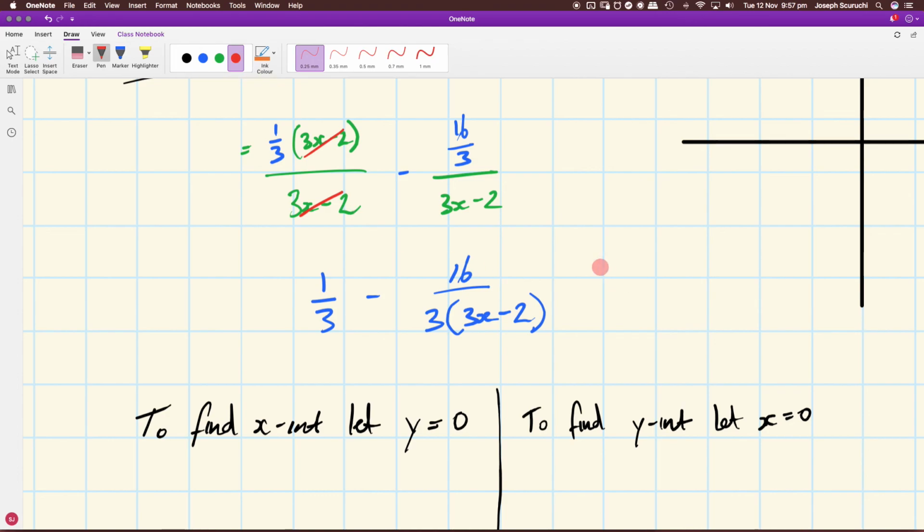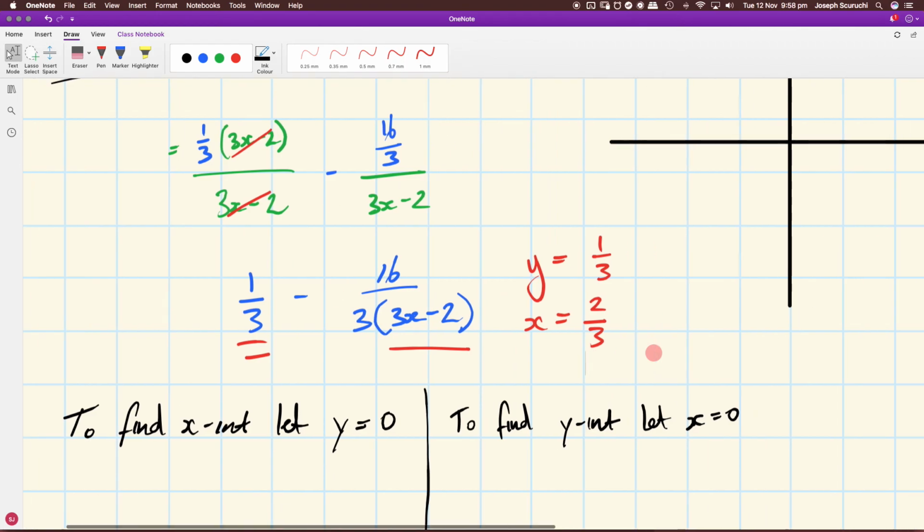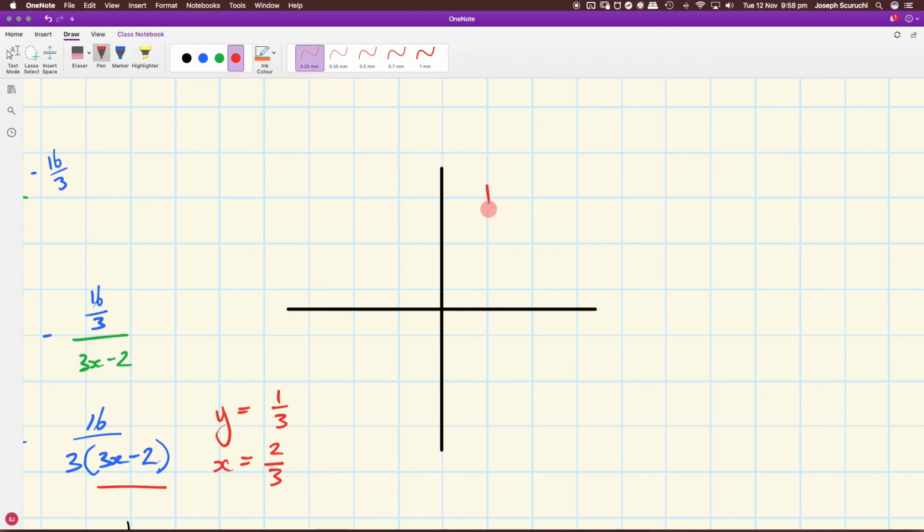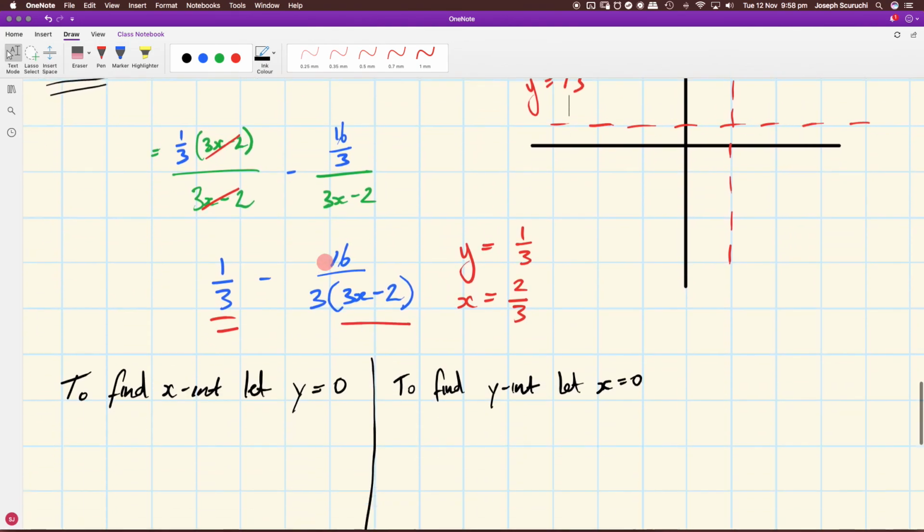So now when I come to do my asymptotes, my y asymptote will be 1/3, and my x asymptote will be 2/3. Then I would come over here and graph it. So I'm going to get x equals 2/3 and y equals 1/3. I then need to find what my x and y intercepts are.